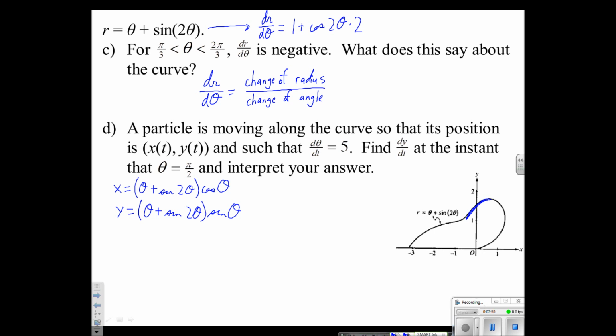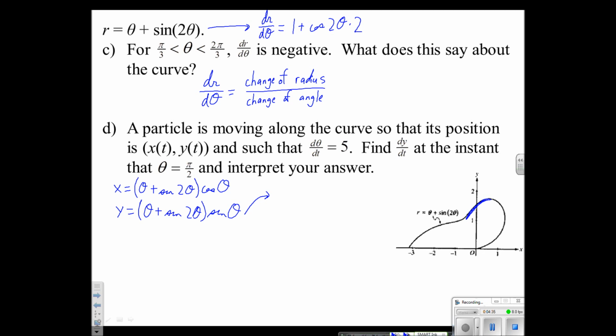The problem is asking us to find dy over dt. Now, notice that y is not expressed as a function of t, it's expressed as a function of theta. But certainly, as time goes on, theta is changing. In fact, we are told theta is increasing by 5 units for each 1 unit of time, whatever that happens to be. And so I'm not asking for dy over d theta, I'm asking for dy over dt.